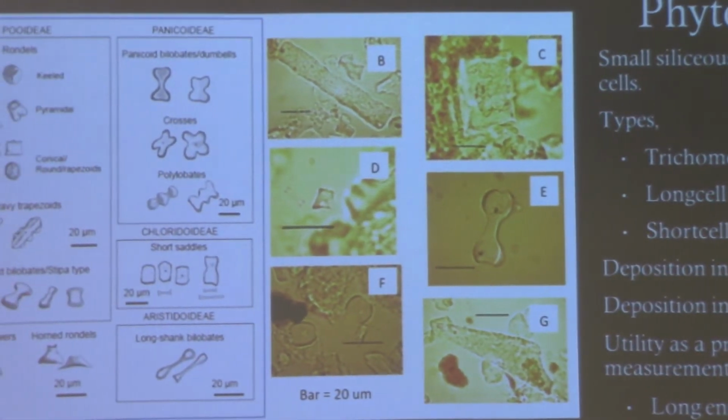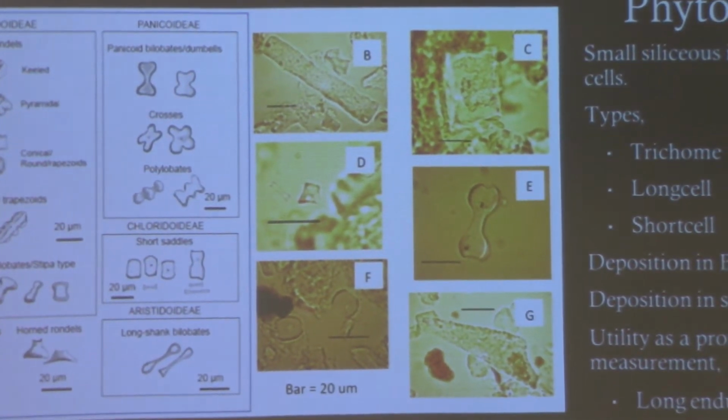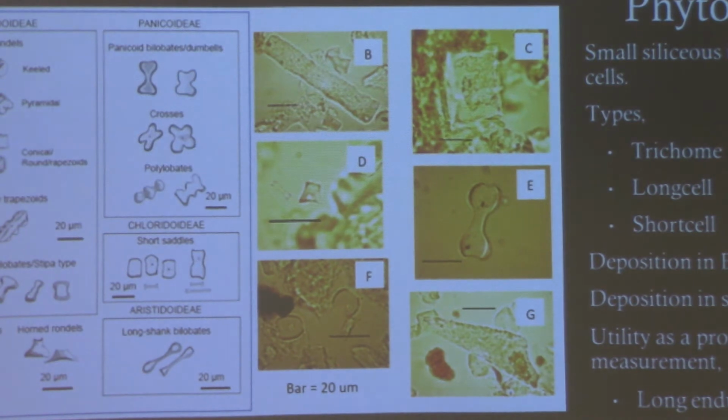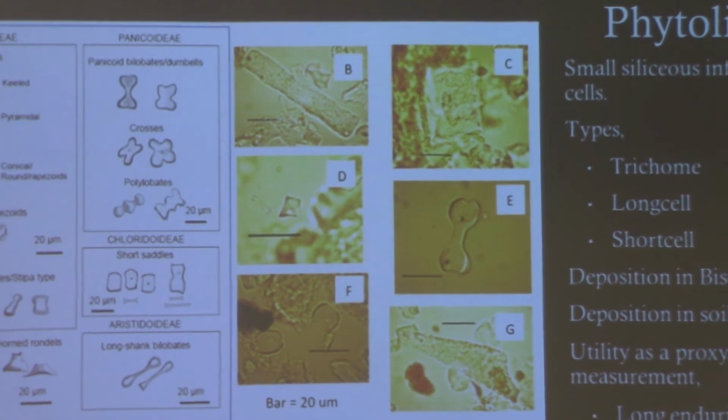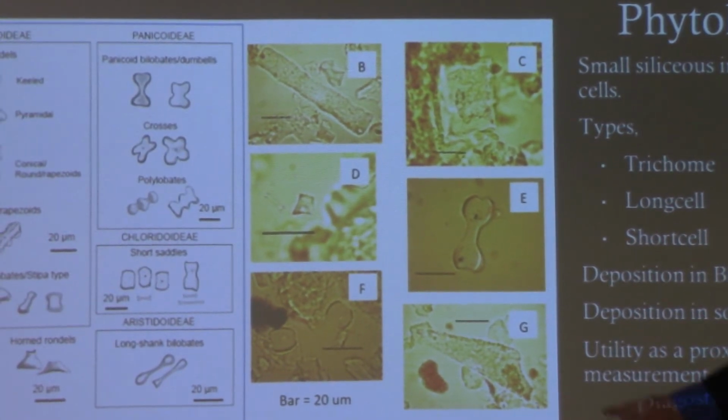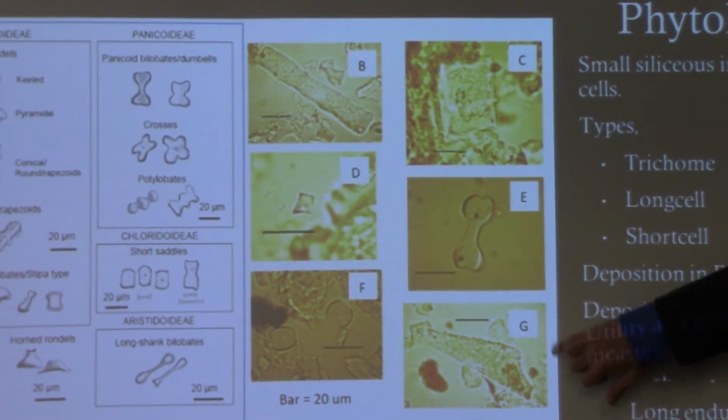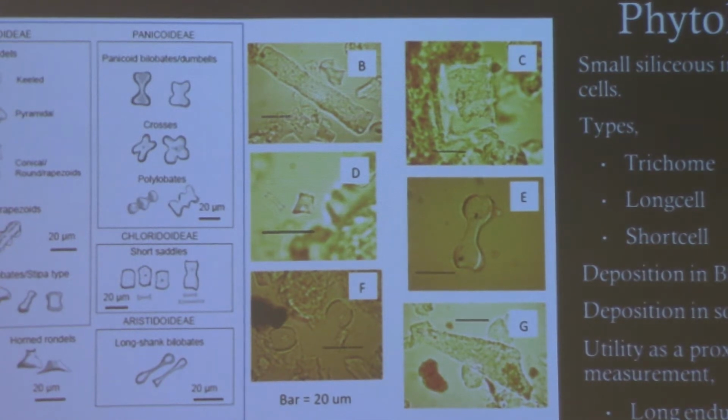Deposits of silica within the cells themselves. There are three main types. These are the trichomes, the long cells, and the short cells. The trichomes, I have a picture of one here in G, are these long, spiky looking things, and these are thought to be deposited for protection, especially for microherbivores and pathologic fungi. They're thought to help protect against them.